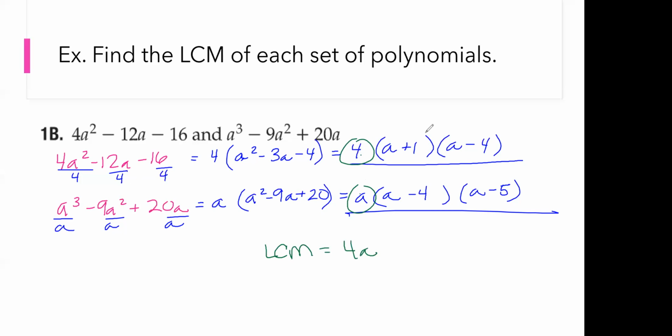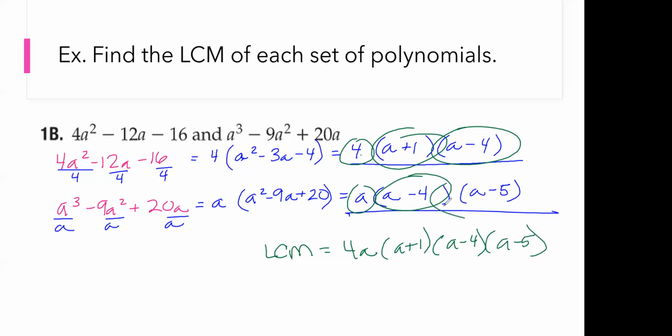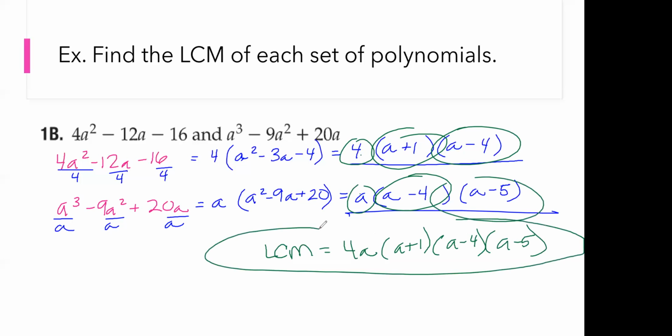And I have an a plus 1. So I have a plus 1. And I have a minus 4 here and here, so I'm just going to put it one time. And then over here I have a minus 5. Okay, so that is my least common multiple there. All right.